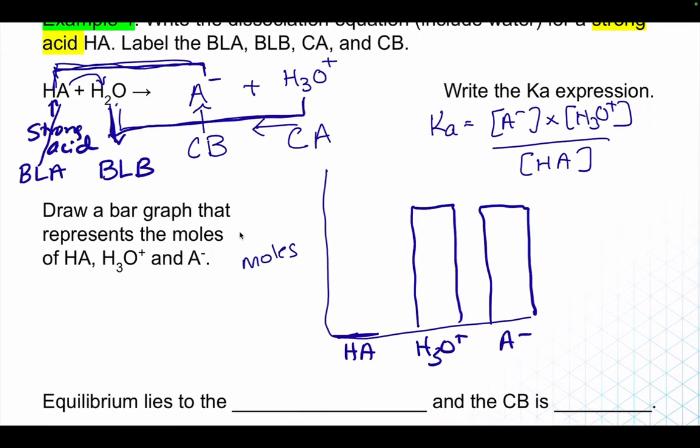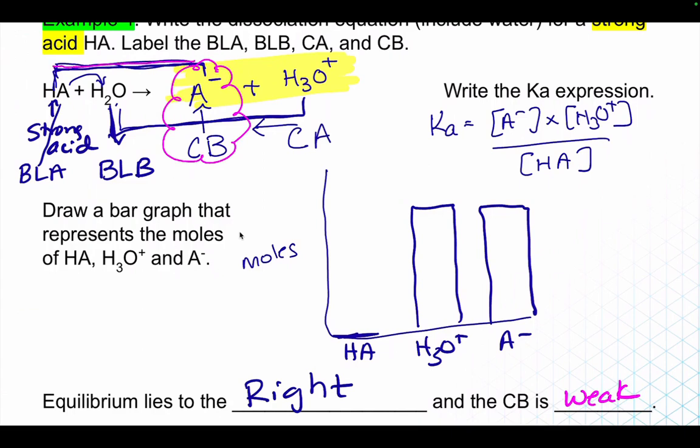One last thing is we talk about the equilibrium. We've talked about this already, but I'm going to reiterate. The equilibrium is going to lie to the right because you're going to mostly have the products. So equilibrium lies to the right, and that means this conjugate base is going to be weak because it's not likely to go back and form HA. If it does, it'll just quickly break apart again. So it's always going to be that way. The strong acid will be paired with the weak conjugate base.